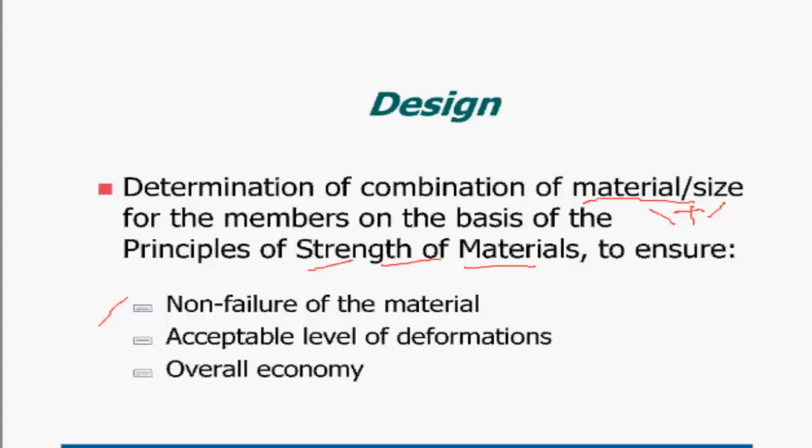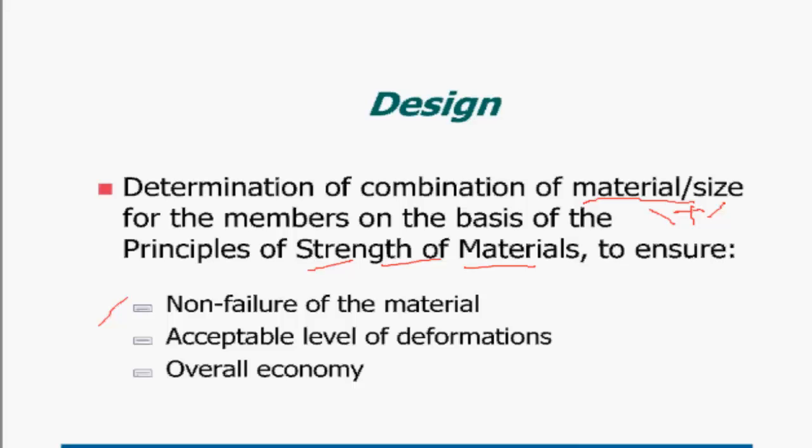Acceptable level of deformation. Every member has a deflection. If you raise your head now, you can see the slab you are living underneath. You can see the beam, you can see the slab. Any slab or beam has a deflection, but this deflection cannot be detected by the normal eye, but it is there. So deflection is acceptable because it is within the limit defined by the code of design.